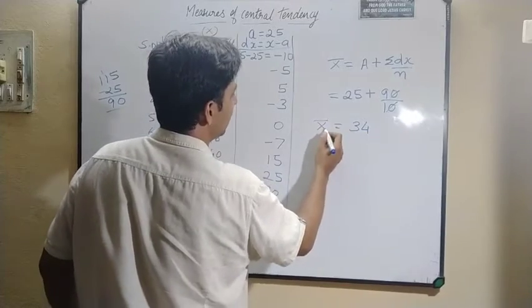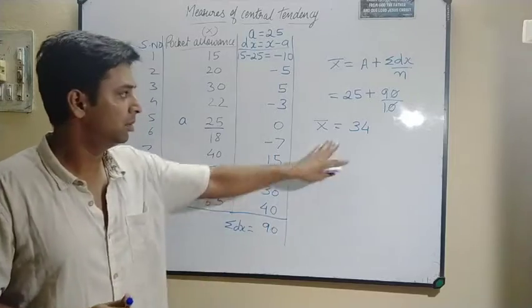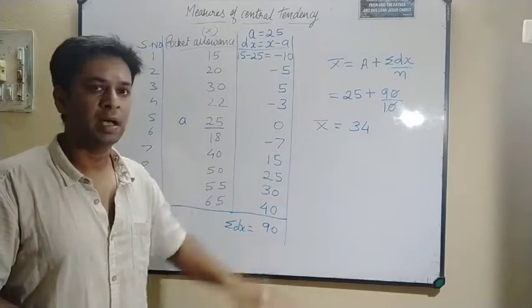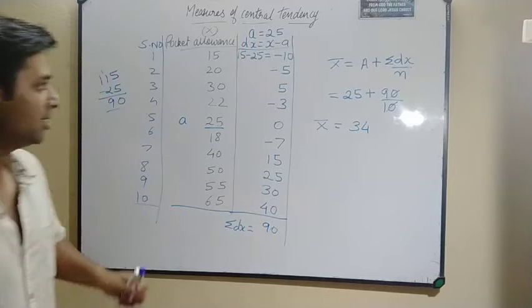So you can say that the same thing happens. Even by the direct method and by this assumed mean method, the values which are coming are the same. So just note it down.